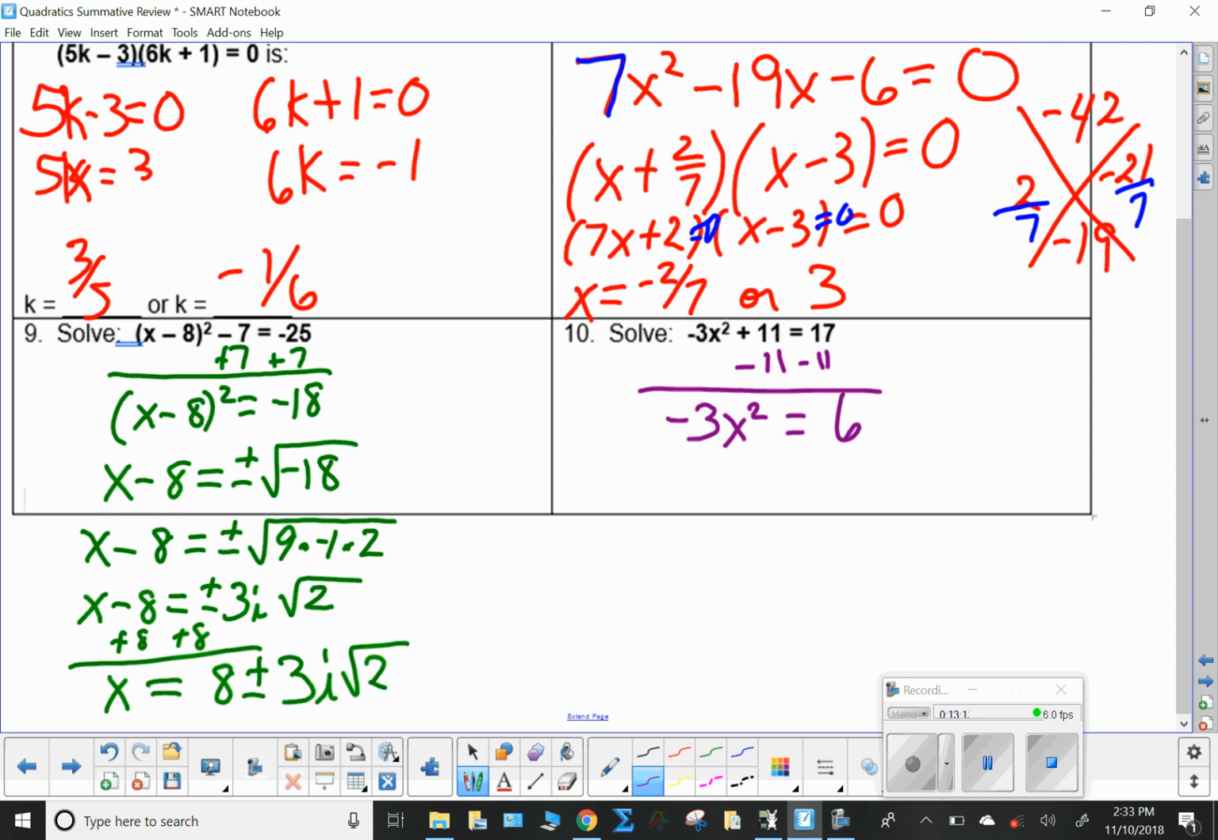Divide both sides by negative 3. x squared is equal to negative 2. Then I take the square root of both sides. x is equal to plus or minus the square root of negative 2. x is equal to plus or minus i square root of 2. And I'm done. That's it for objective 3.